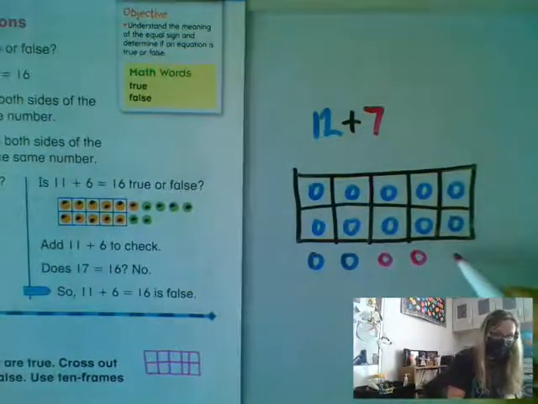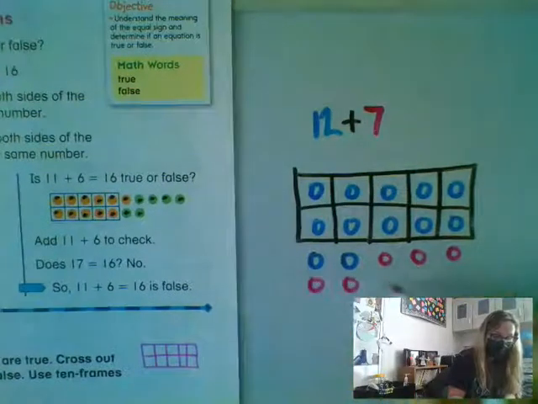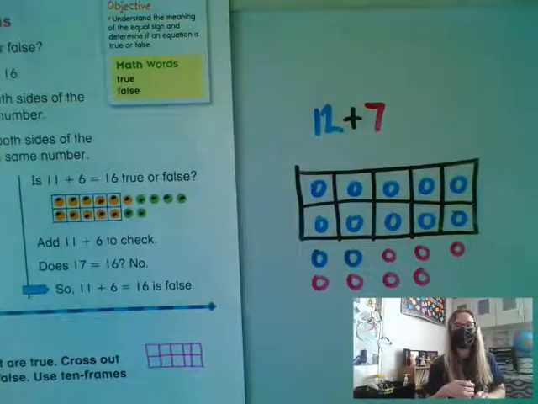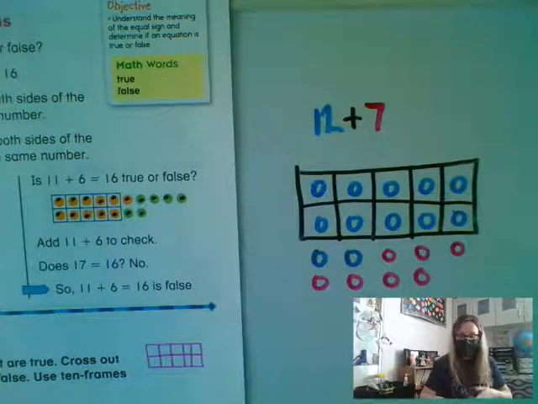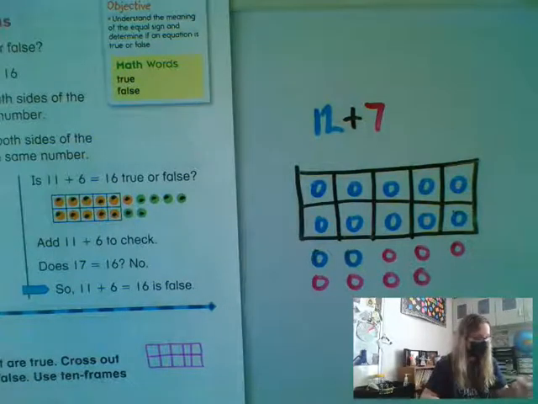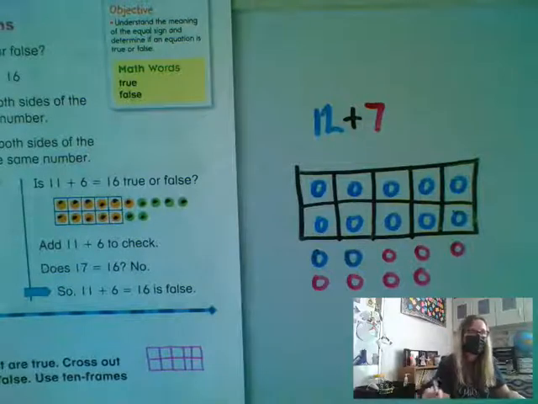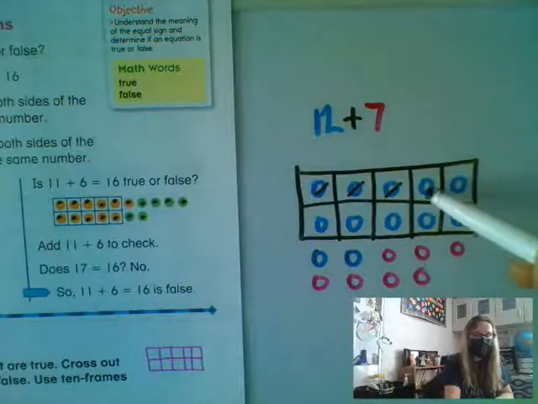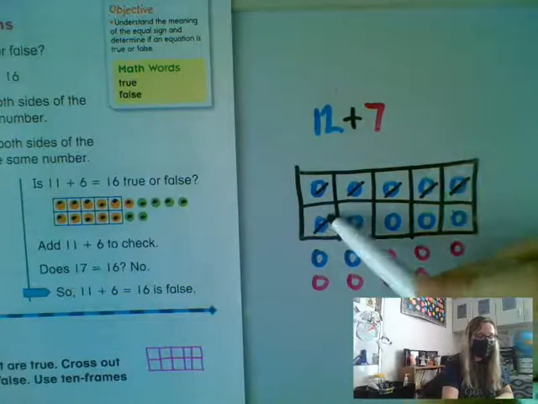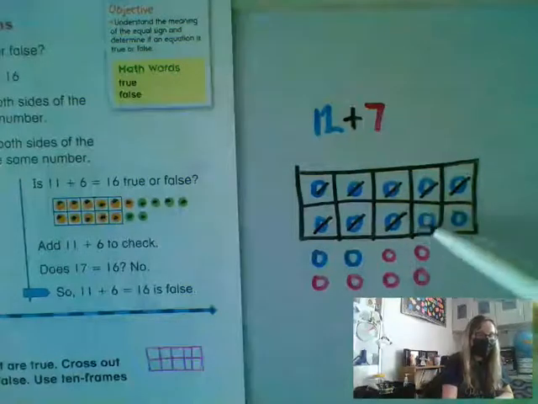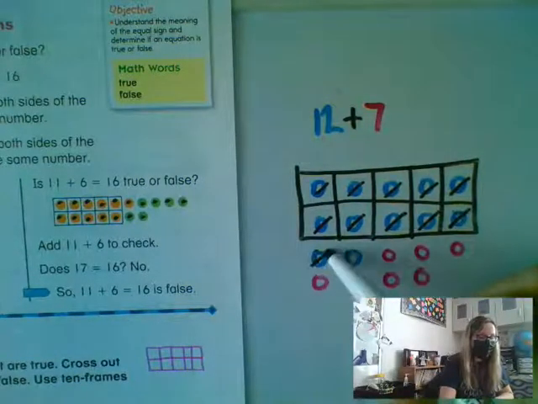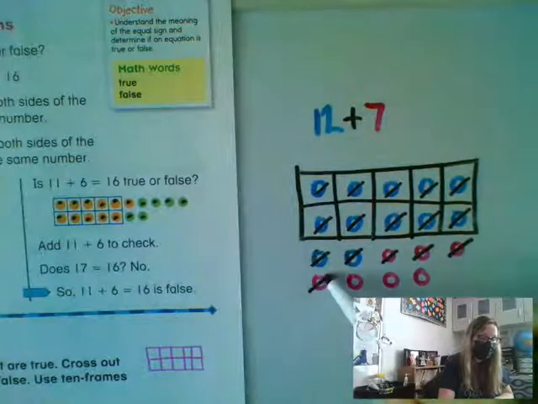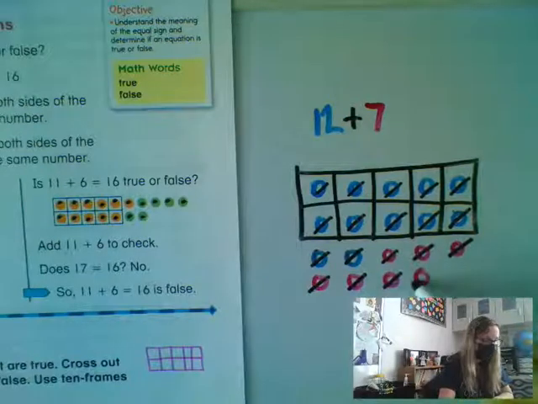So 1, 2, 3, 4, 5, 6, 7. So now I have 12 blue and 7 pink. Okay. Now let's count them all together and find out if we've made it to 19. 1, 2, 3, 4, 5, 6, 7, 8, 9, 10, 11, 12, 13, 14, 15, 16, 17, 18, 19.